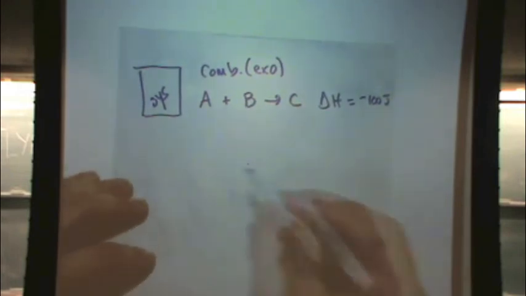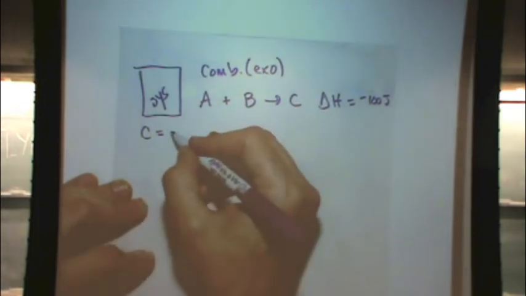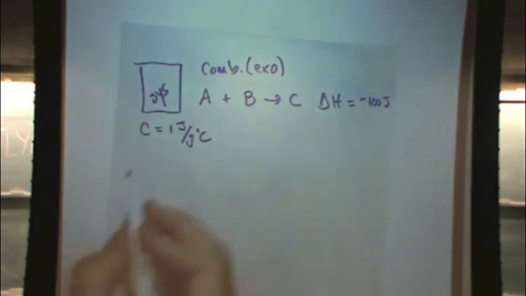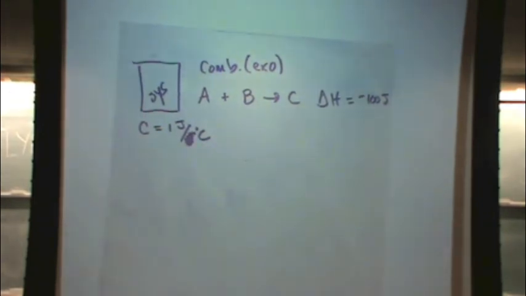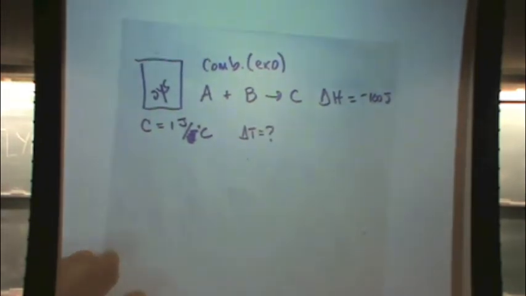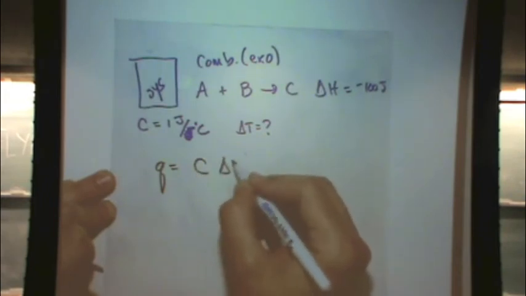And let's say C is 1 joule per degree C. Oh no, there wouldn't be the gram there, sorry, because it would just be heat capacity, not specific. So in this case, this is really a plug and chug sort of problem. They would ask you, what's delta T, or what's the temperature increase? And so all you would do is say, well, Q equals C delta T.